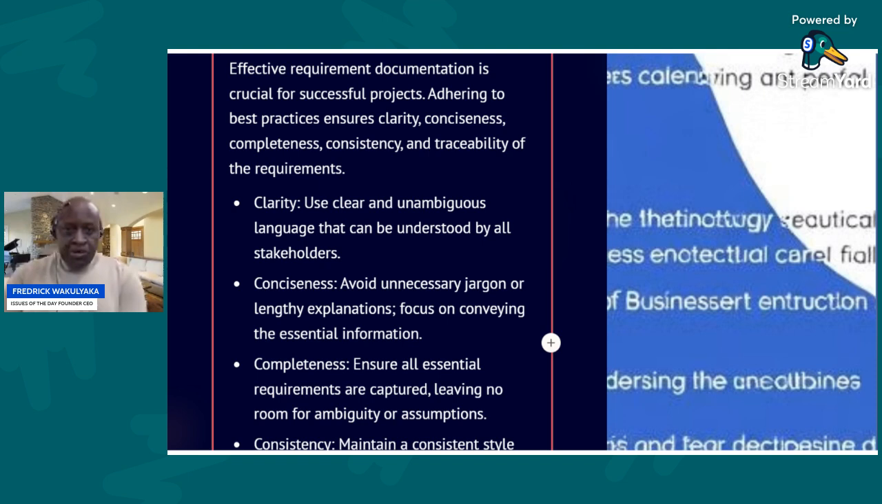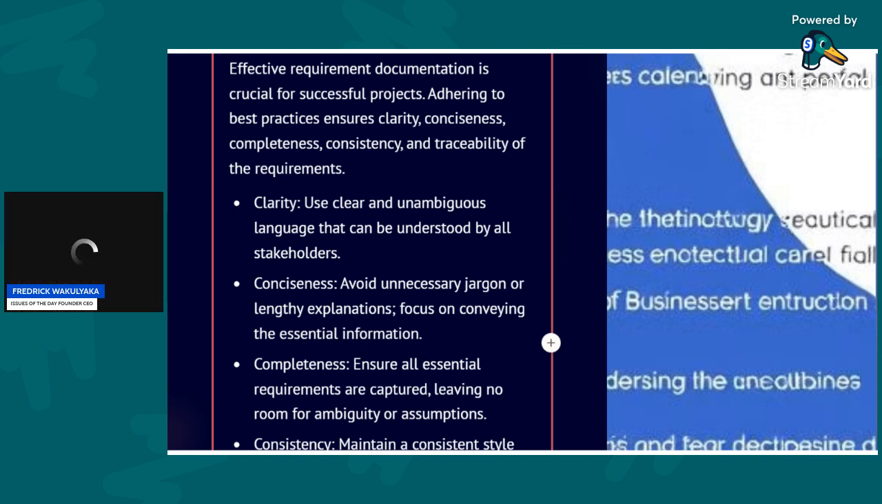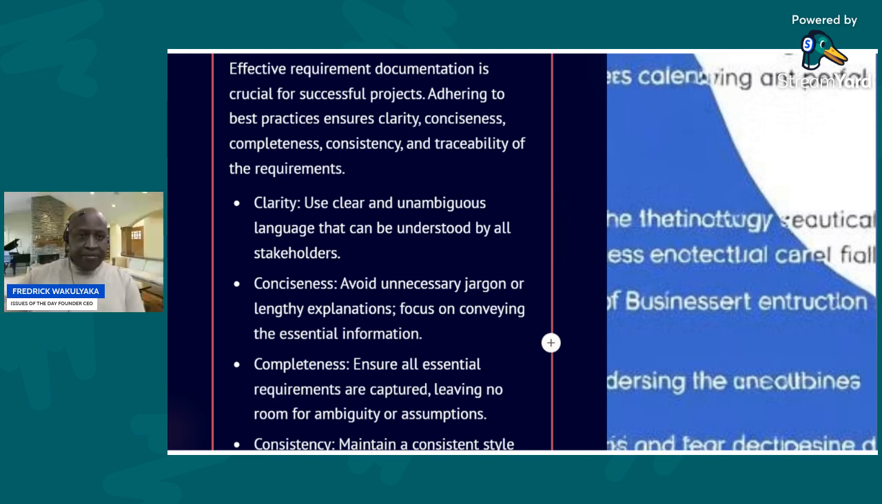Clarity. Users can understand the requirements, leaving no room for ambiguity or assumptions.